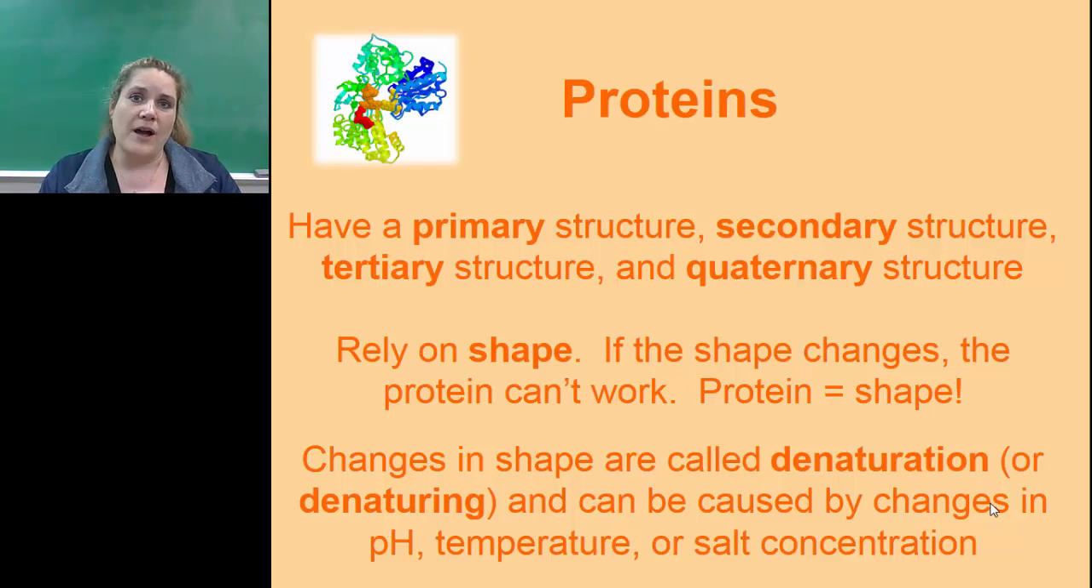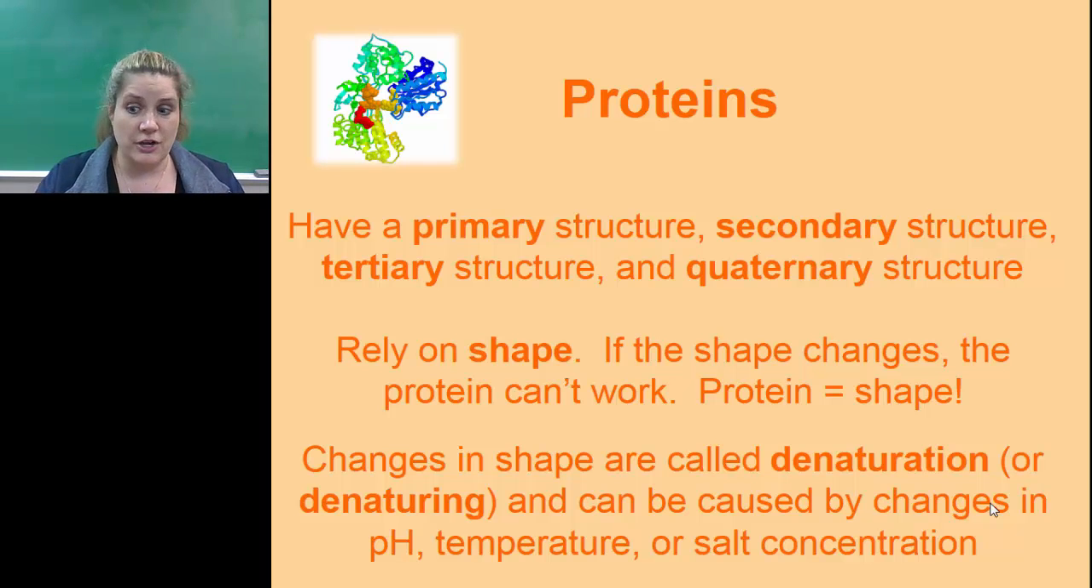Some proteins do really well at sort of human body temperature. If you change the temperature, they're going to do badly. The shape is going to change. They're not going to be able to do their thing. Salt concentration is the last one. If you change the concentration of salt, you're going to change the shape of the protein. The protein can't do its job. So those three things, changing the pH, changing temperature, changing the salt concentration, are going to change the shape of the protein. If you change the shape of the protein, it cannot do its job.